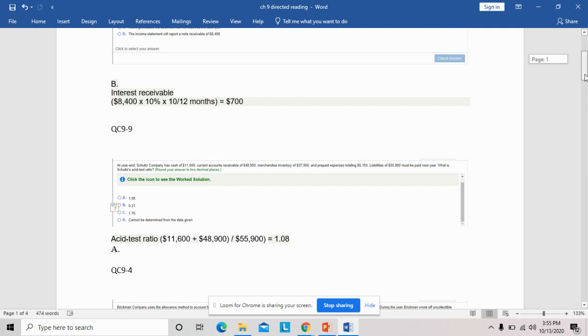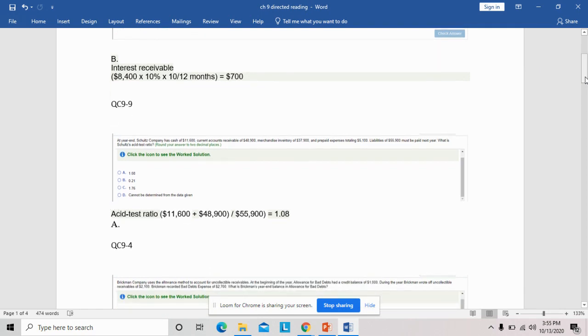The next problem I wanted to cover is QC99, which is also in your textbook. This is a problem covering the acid test ratio. At year end, Schultz Company has cash of $11,600, current accounts receivable of $48,900, merchandise inventory of $37,900, and prepaid expenses totaling $5,100. Liabilities of $55,900 must be paid next year. What is Schultz's acid test ratio?